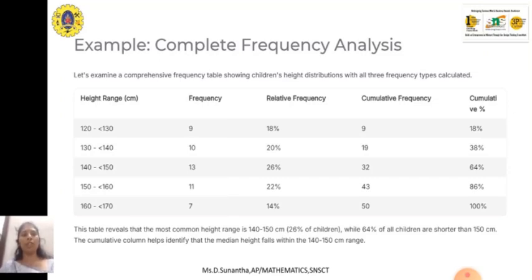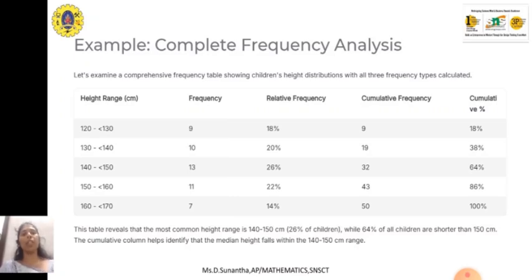So the relative frequency corresponding to the first group is 18% and the cumulative frequency is 9. Then the relative frequency corresponding to the second one is 10 divided by 50, which gives 20%, and the cumulative frequency is 9 plus 10, which is 19. On calculating for the 140, 150 and 160 ranges, we get 26%, 22% and 14%, and cumulative percentages of 64% and 86%. So finally the cumulative percentages are given in the last column.